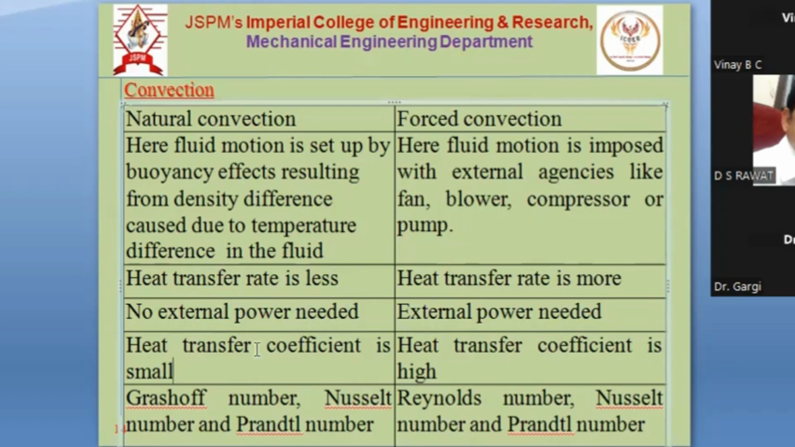Why is the heat transfer less? Because the convective heat transfer coefficient is less in natural convection. Why is heat transfer more in forced convection? Because the heat transfer coefficient is higher. So let us see now which dimensionless parameters are related here. Grashof number, Nusselt number, and Prandtl number in natural convection. In forced convection, instead of Grashof number, there is Reynolds number, then the same Nusselt number and Prandtl number. In forced convection, there is a Reynolds number, and in natural convection, there is a Grashof number.